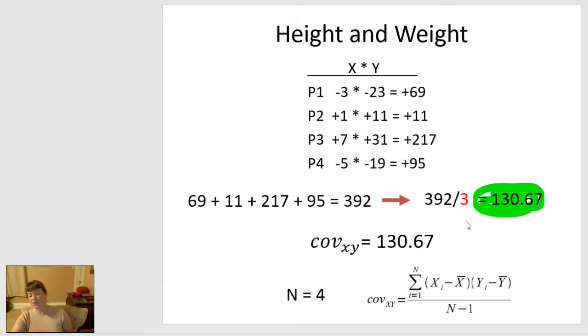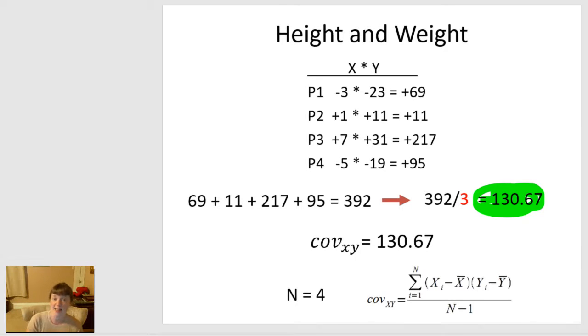And it's based on the original units of measurement. It's based on the fact that I measured height in inches and weight in pounds. If I had measured height in centimeters and weight in kilograms, I would have had a different number here, right? But this is in the original units, unstandardized. In the unstandardized original units of measurement, the amount of covariance between height and weight is 130.67.